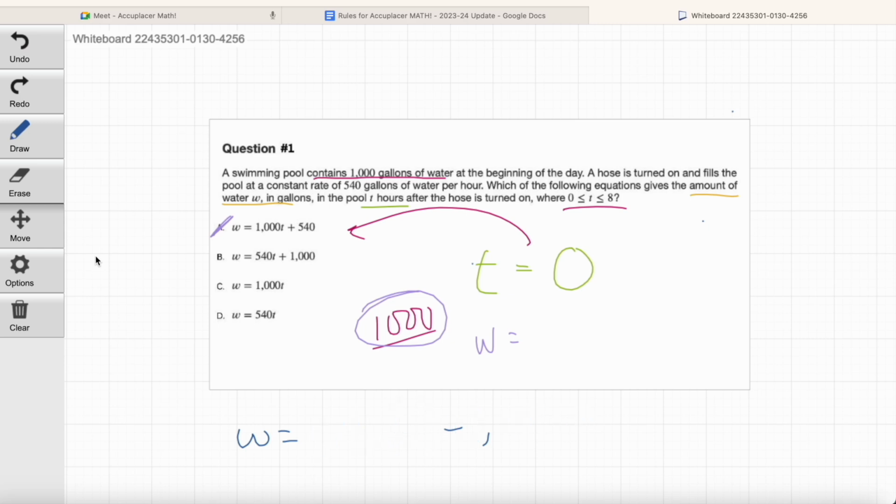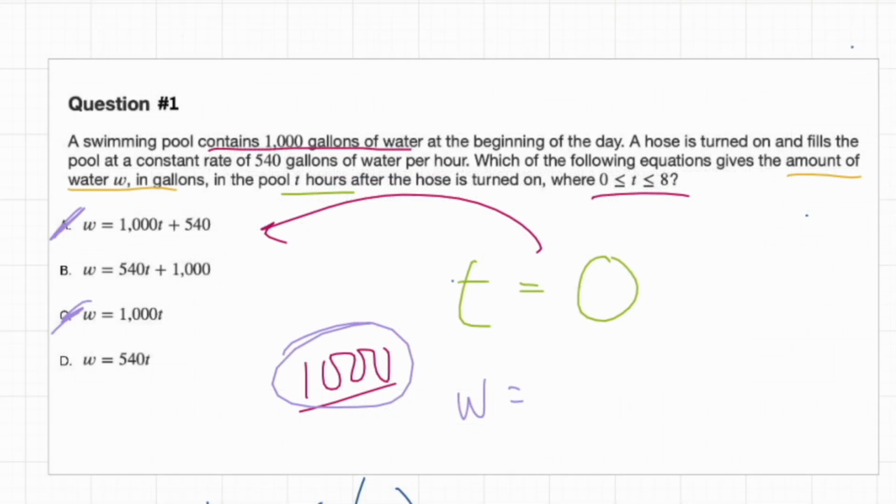Plug in answer choice C. And what does that give us? 0. 0, right? It's not 1,000, so we can get rid of C. Oops, I got rid of the question there. We can get rid of C. And just look at D. Is that going to be 1,000? No. No way. So it's got to be B, and it is.